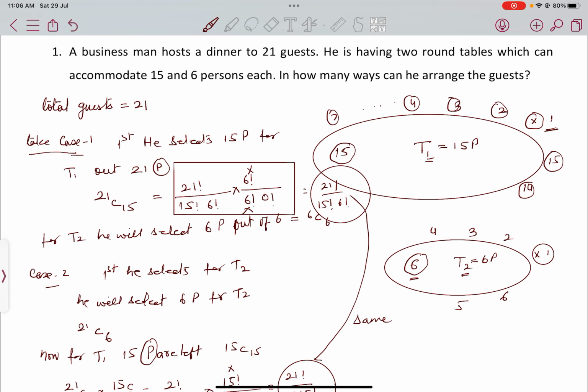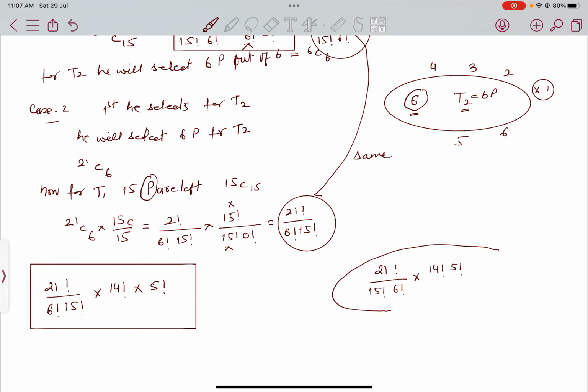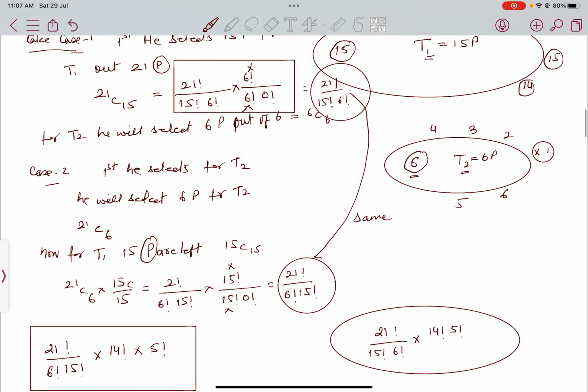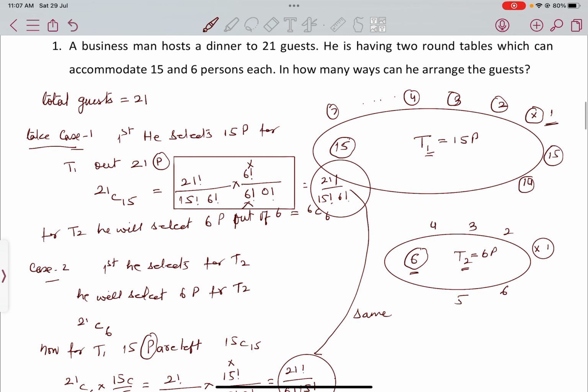In the first step you have selected 15 for the first table and 6 for the other table. Then you have to make the sitting arrangement by fixing one place for one candidate, and the other 14 can be arranged in 14 factorial ways. On the second round table, one person has to be fixed on one fixed place and the remaining 5 have to be arranged in 5 factorial ways. These are the advanced permutation combination questions where you have to think like this. If you want to, you can pause the video or note it down.